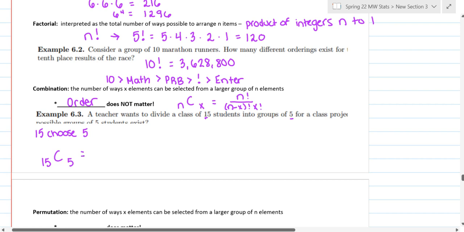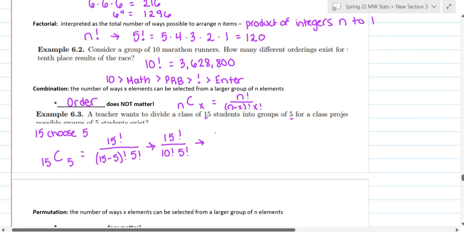Okay, now there's a couple ways of doing this. You can do this algebraically. You would have 15 factorial over 15 minus 5 factorial, and then 5 factorial. 15 minus 5 is 10 factorial, so I would go 15 factorial, 10 factorial, 5 factorial.